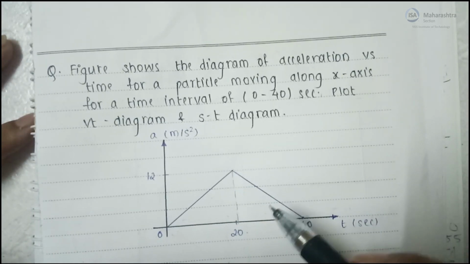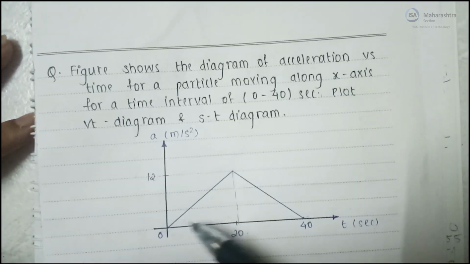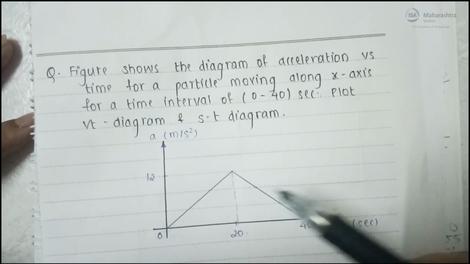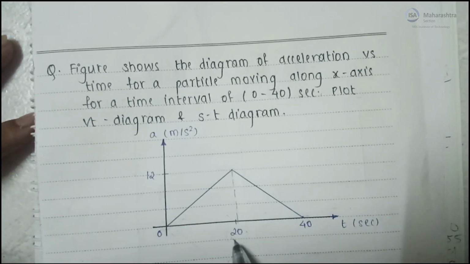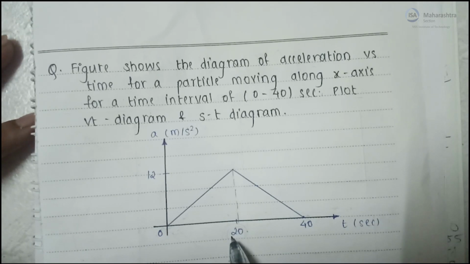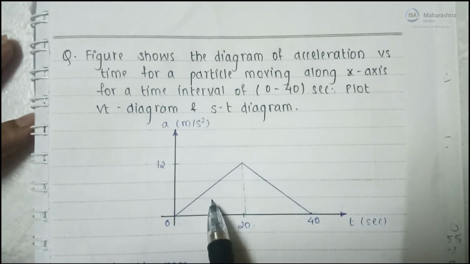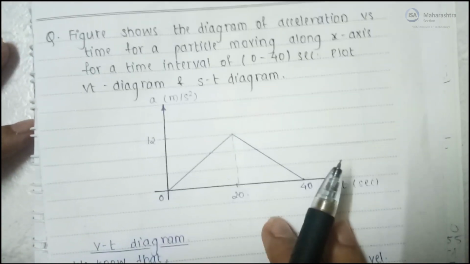Now the reason behind this is we can directly find the area under this graph. This is a triangle, so we can directly find the area of the complete triangle. But in order to find velocity at 20 seconds or displacement at 20 seconds, we need to divide the triangle into 2. Okay, so now moving on.